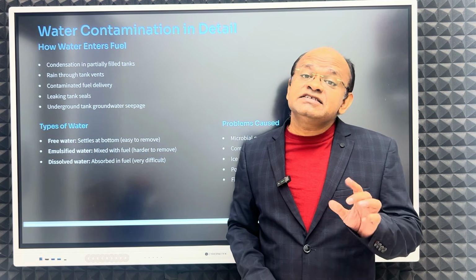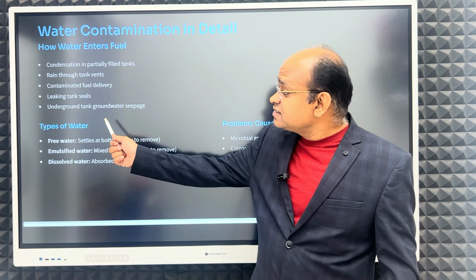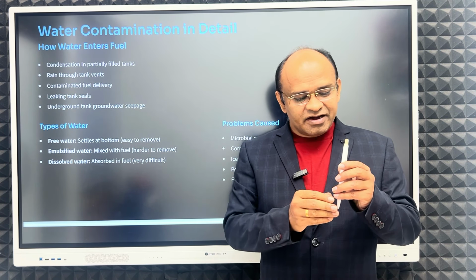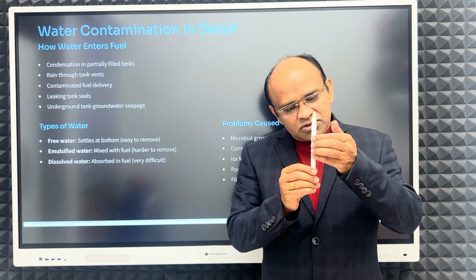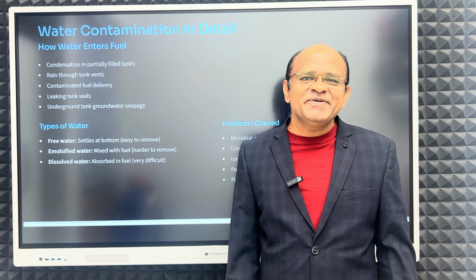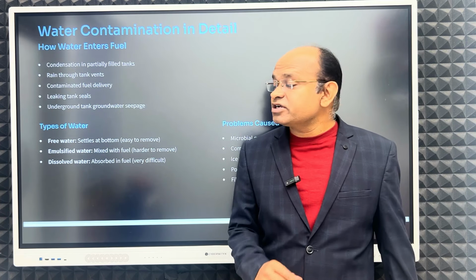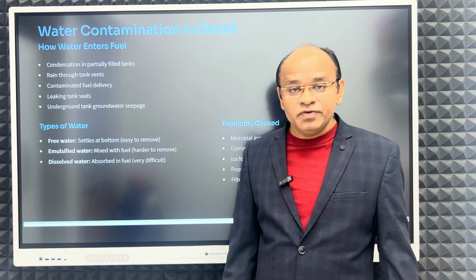If your tank is underground, then what happens? Groundwater seepage. Okay, groundwater slowly will enter inside the tank. This can happen, seepage can happen. It is very minute, but it will contaminate our fuel.